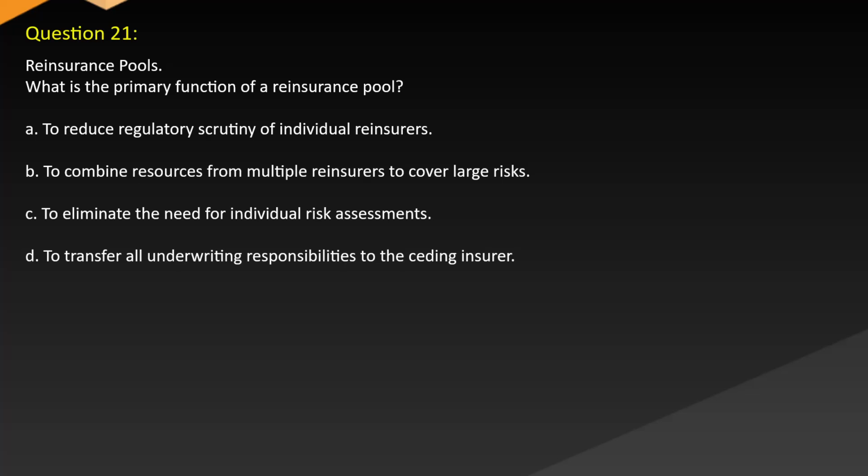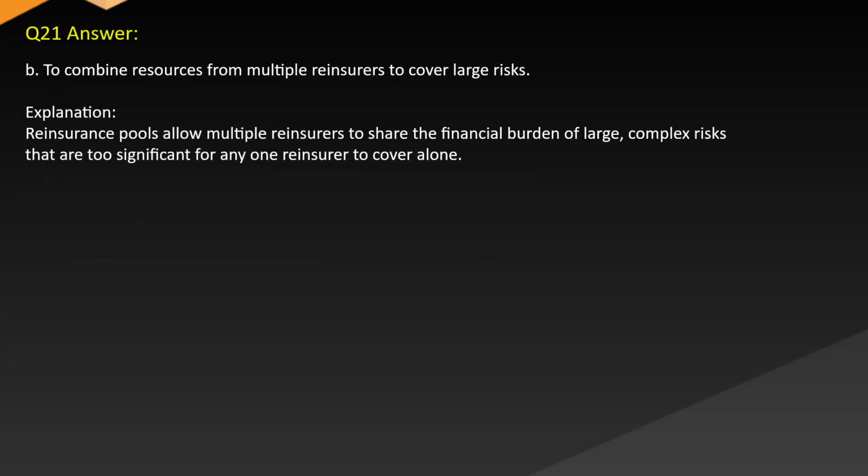A. To reduce regulatory scrutiny of individual reinsurers. B. To combine resources from multiple reinsurers to cover large risks. C. To eliminate the need for individual risk assessments. D. To transfer all underwriting responsibilities to the ceding insurer. Answer: B. To combine resources from multiple reinsurers to cover large risks. Explanation: reinsurance pools allow multiple reinsurers to share the financial burden of large, complex risks that are too significant for any one reinsurer to cover alone.